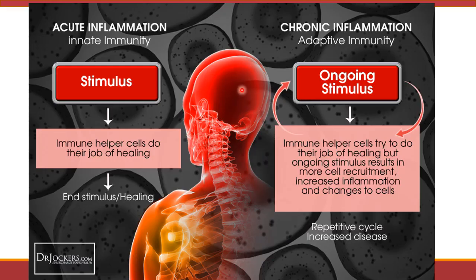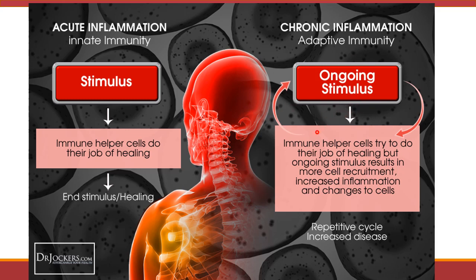This is a very nice illustrative diagram to show differences between acute and chronic inflammation. In acute inflammation, usually we have a stimulus or an injurious agent that elicits an inflammatory reaction, then a healing attempt will occur, and this will end the stimulus or injurious agent, and the healing will be completed. For chronic inflammation, there is a little difference. The stimulus is ongoing and continuous.